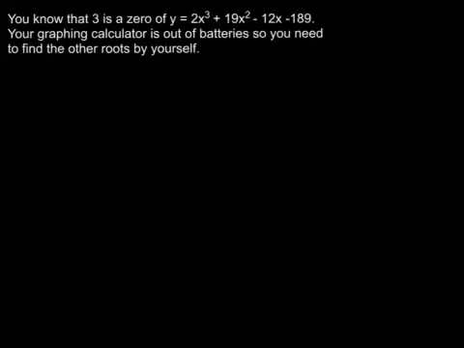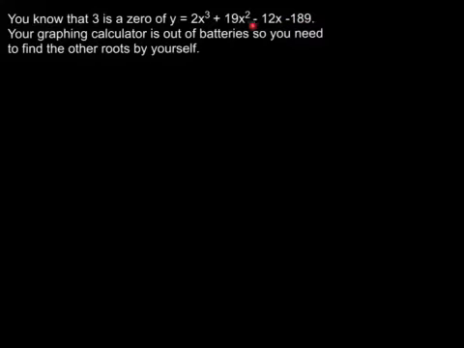Alrighty, so we are dealing with this situation. You know that 3 is a 0 of the function y equals 2x cubed plus 19x squared minus 12x minus 189. Graphing calculator is out of batteries, so you need to find the other roots by yourself. Well, if we think about how to find the roots, one of the options would be for us to factor our polynomial. And once we find the factors, using each factor, we can find which x values will give us a 0 or root of our function.